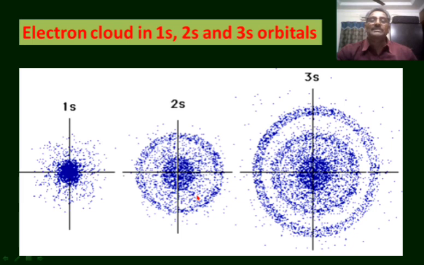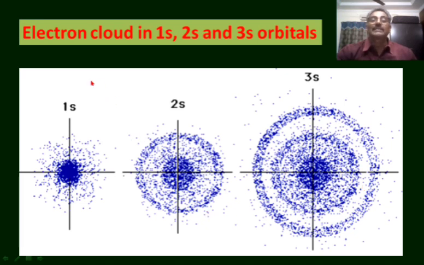How many spherical nodes are there for 2s orbital? There is only one spherical node for 2s orbital. There is no spherical node for 1s orbital. There is one spherical node for 2s orbital. There are two spherical nodes in the case of 3s orbital.